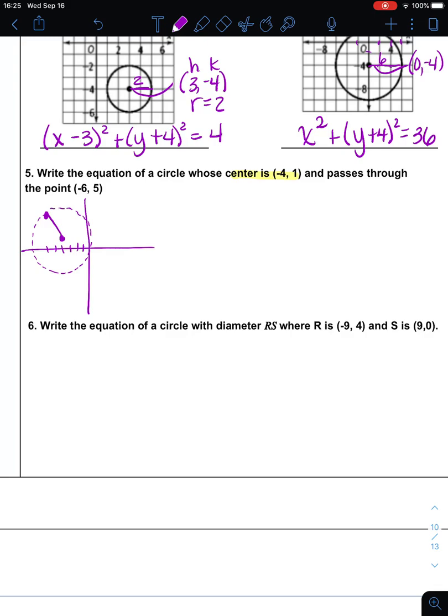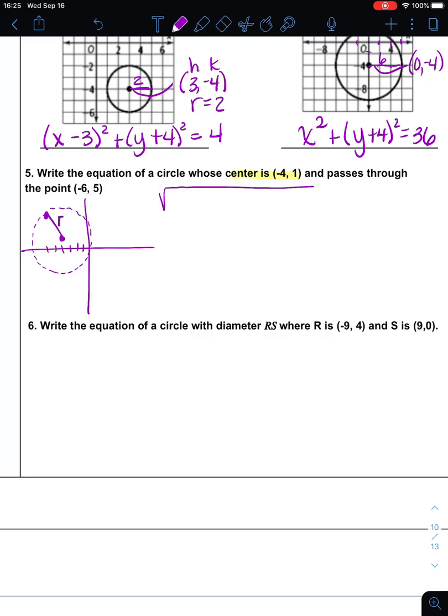Ish, right? So the circle is not drawn to scale, but write the equation of a circle whose center is at negative 4, 1, passes through the point negative 6, 5, and so that would be our radius. So we've got our radius right here. So we have our center, we need our radius.